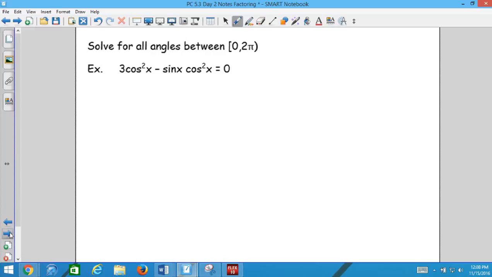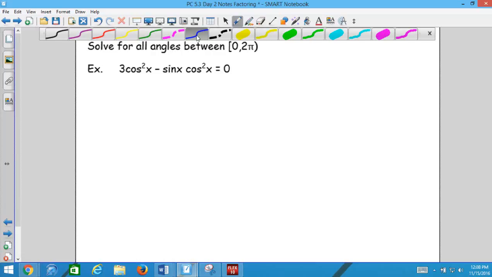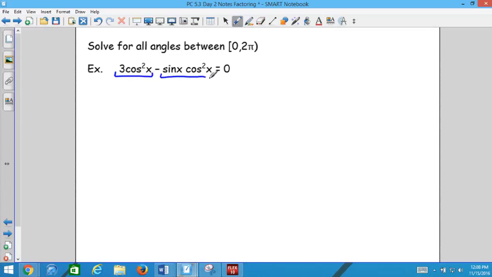Look at example 1. Not really numbered. 3 cosine squared x minus sine x cosine squared x. This has 2 terms. You cannot subtract things if they are not like terms, and these are not like terms. So I can't just subtract things and make stuff disappear. I need to use factoring. Is there a greatest common factor? There's a cosine squared in both terms. So we're going to undistribute that cosine squared x. When we undistribute it, we have 3 minus sine x left over.